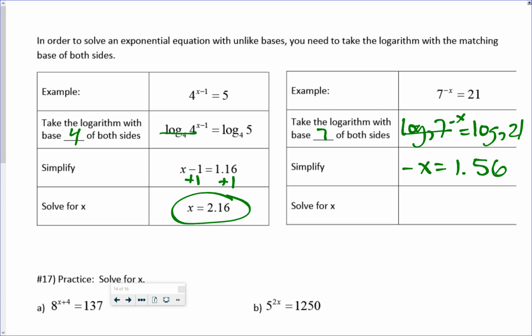All right. My x is not by itself. We're going to have to divide by negative 1. So we end up with x is equal to negative 1.56.